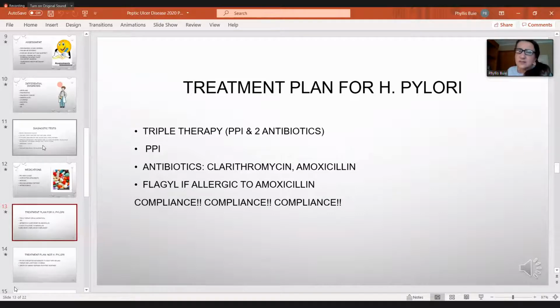One of the biggest things that you can stress with this particular infection is compliance, because what happens is they start feeling better, so they stop taking their medication, and they've not completed their regimen, and the H. pylori comes back because we never really got rid of it in the beginning because they didn't finish their therapy. So that's really important that we teach them how important it is for them to finish up every bit of the medication.